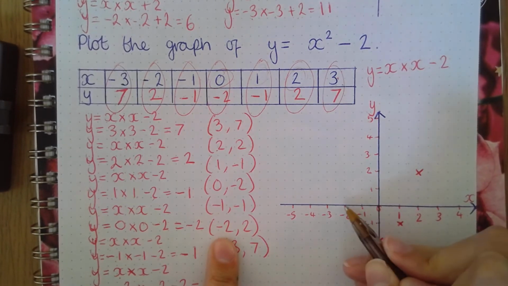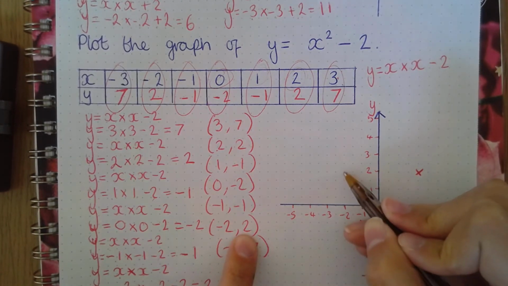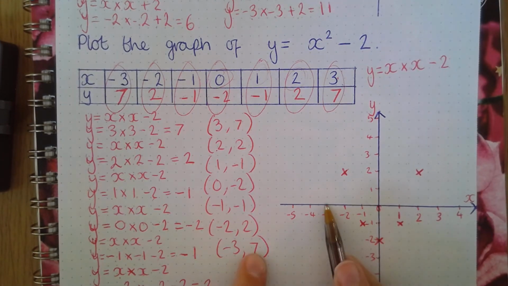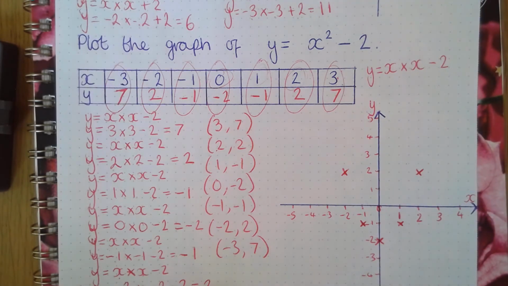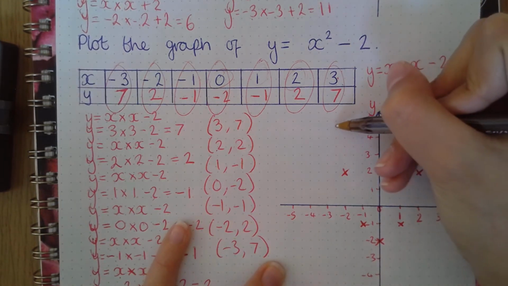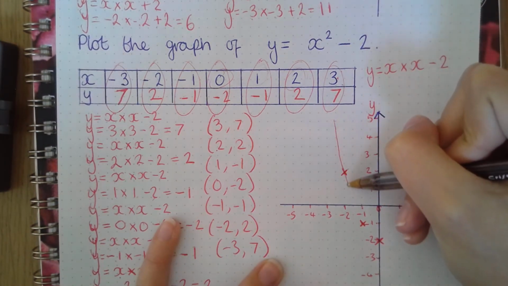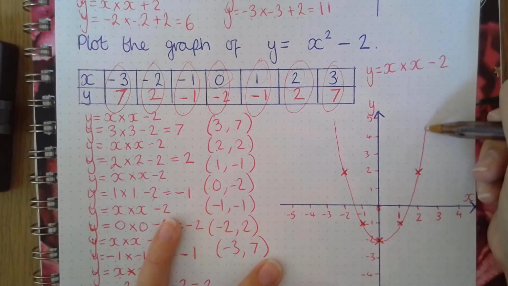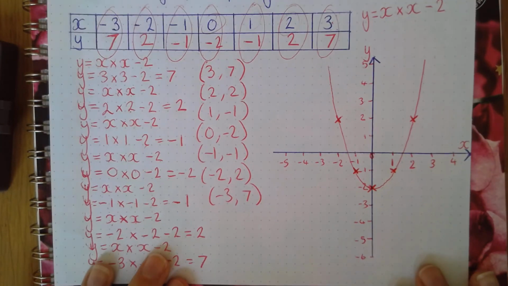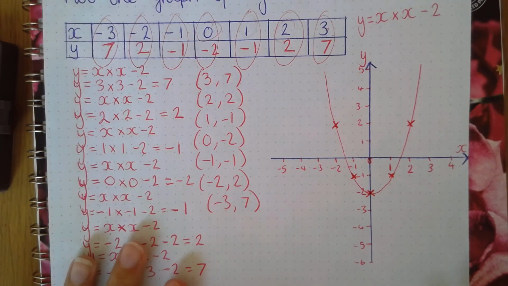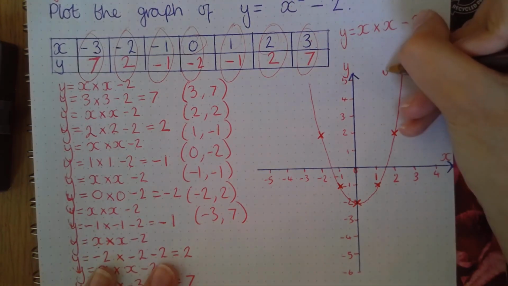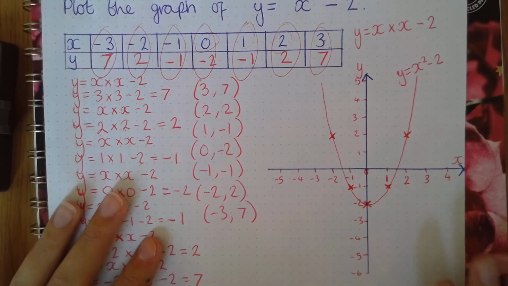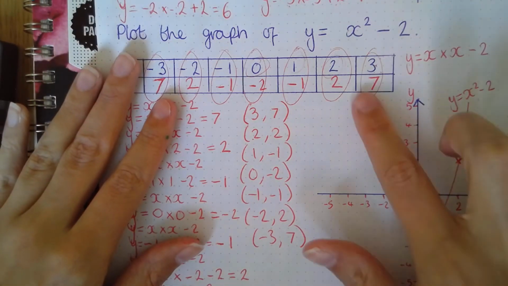Negative 2 on the x, which is here, and 2 on the y, which is there. And then negative 3, which is here, and 7 would be off of our graph. Okay, so we can see it's the same sort of shape as before. So we've got a quadratic, and there we go, there's your second example completed. You can add a label, y equals x squared take 2, to make it easier for an examiner and to make it clear for you as well.